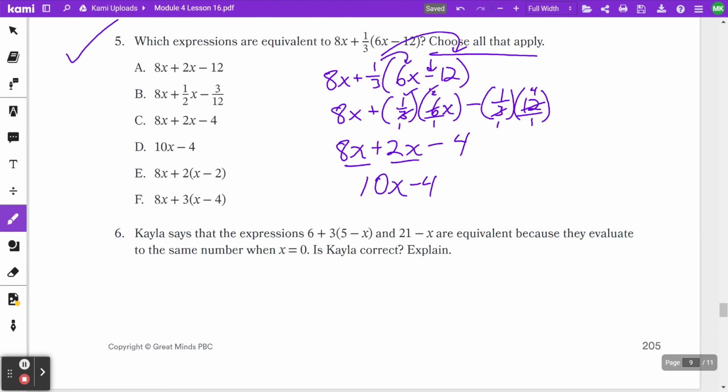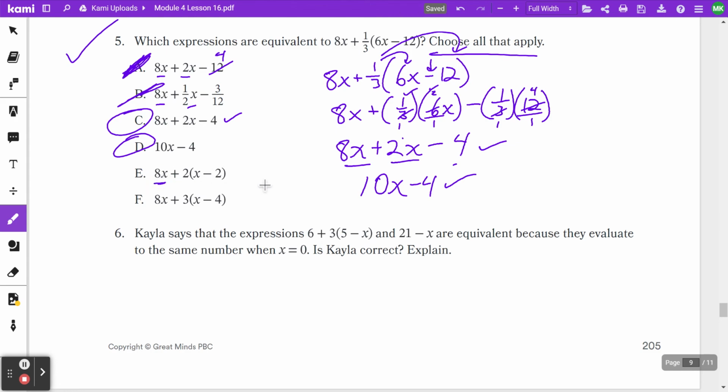So let's see here. So does this guy work? I'm not sure. So 8x plus 2x minus 12. No, I've got a minus 4 over here. He's not working. So he's out. Let's see. 8x plus 1/2 x. No, I got a 2x over there. So he's out. Let's see. 8x plus 2x minus 4. Oop, he matches with this guy. So yes, I like him. 10x minus 4. Oop, that's this guy over here. So he's good.